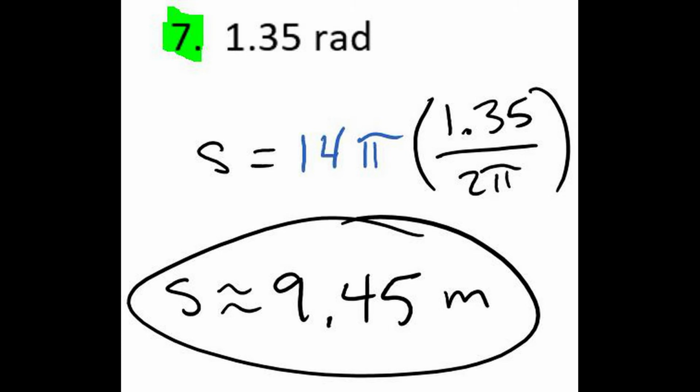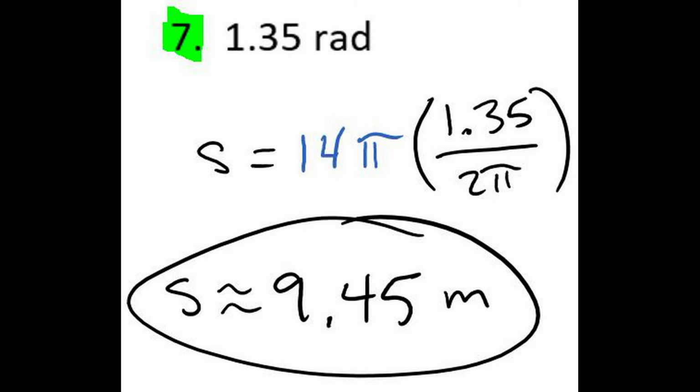Once again, I'm using the radian version of this formula. And so you get 1.35 divided by 2 pi, and that's the fraction portion. And then just multiply that times the circumference that we found. Well, the pi's will cancel off, and so it's just 14 times 1.35 divided by 2, and I got 9.45.